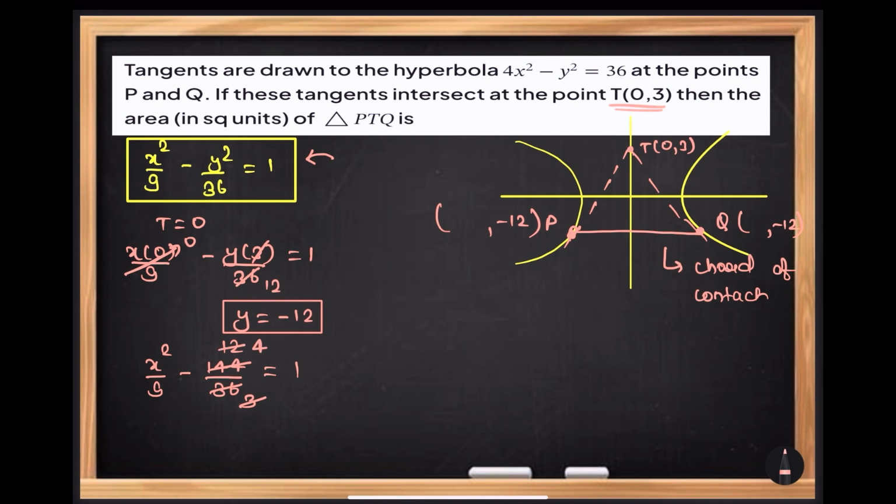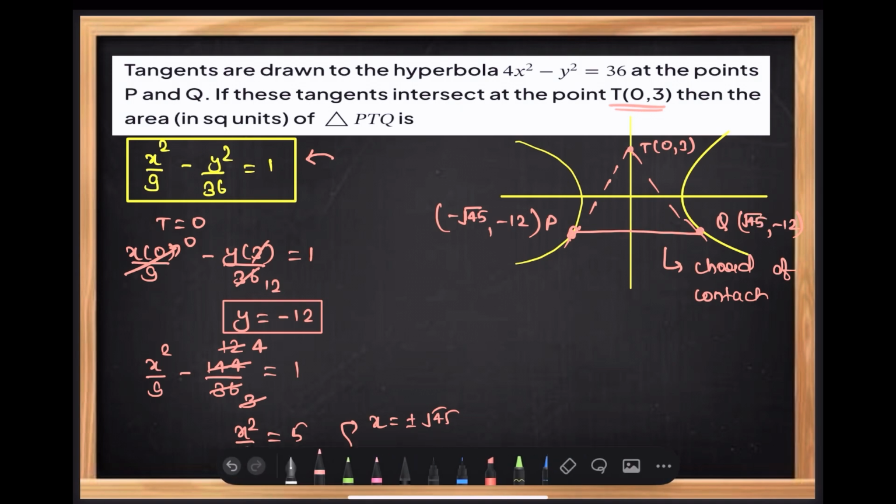Okay, 12 3 times, 12 12 times. So this thing is 4. So can I say that x square by 9 is equal to 5? Can I say that x square is 45? Can I say that x is plus minus root 45? Tell me, so it is behind the x axis, so negative x is minus root 45. This is after the origin, so can I write root 45? Correct. Now we have to find out the area of the triangle.